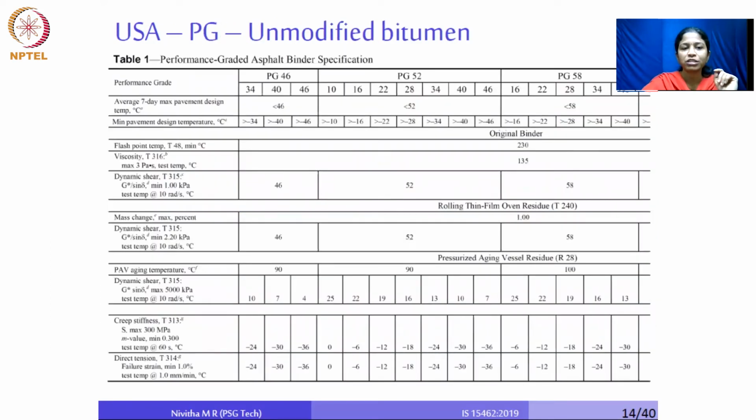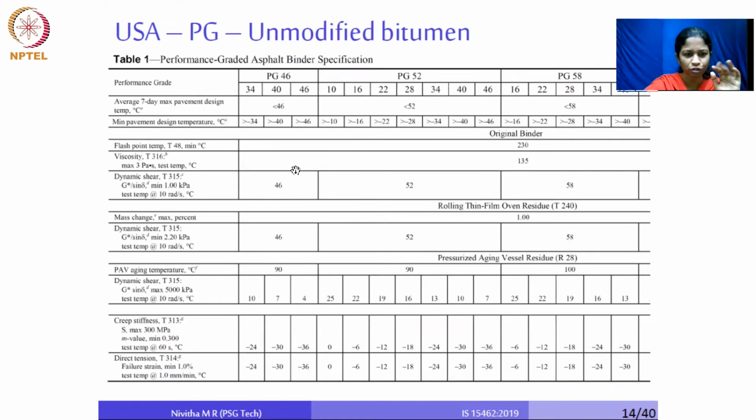Now let's look more closely at the specifications given by USA, because the current version of IS 15462 2019 follows more closely the specifications that are available in the USA. Right. So this table, I think you're familiar with. We have different grades: 7-day average maximum, 1-day minimum pavement temperature. Then we have the flash point, viscosity, dynamic shear. So all these are for the unaged binder.